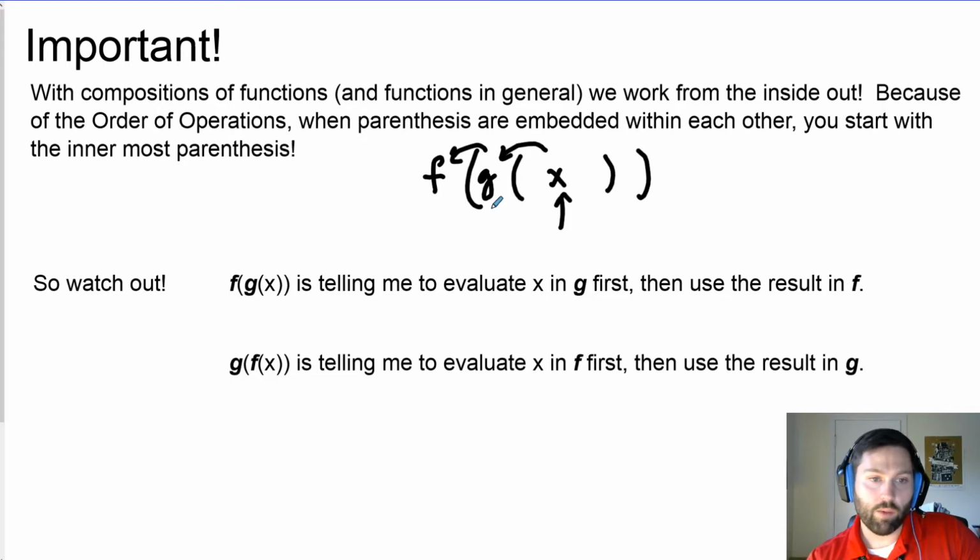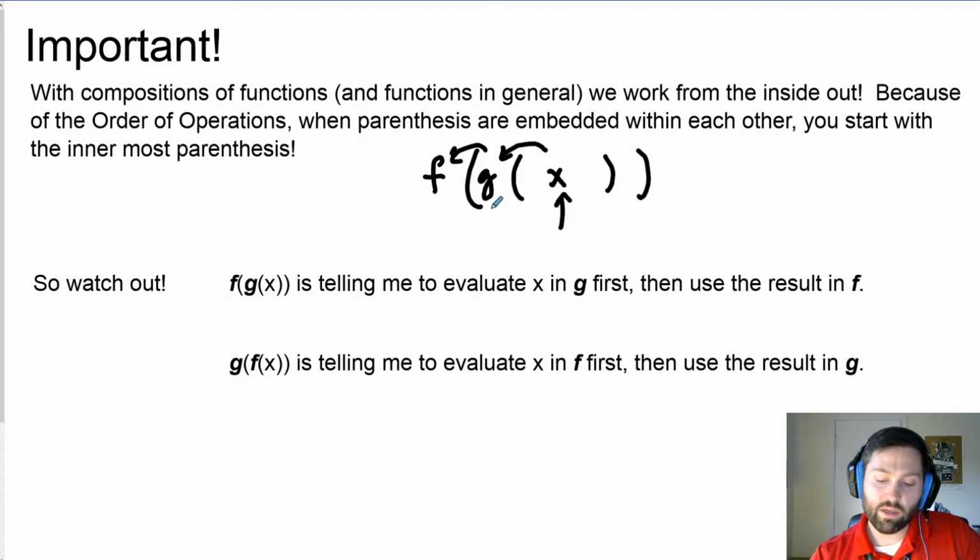So watch out, because f of g of x is telling you to evaluate x in g first and then use the result in f. But if you write it the other way and say g of f of x, it tells you to put x, or whatever the value is, into f first and then evaluate that in g.